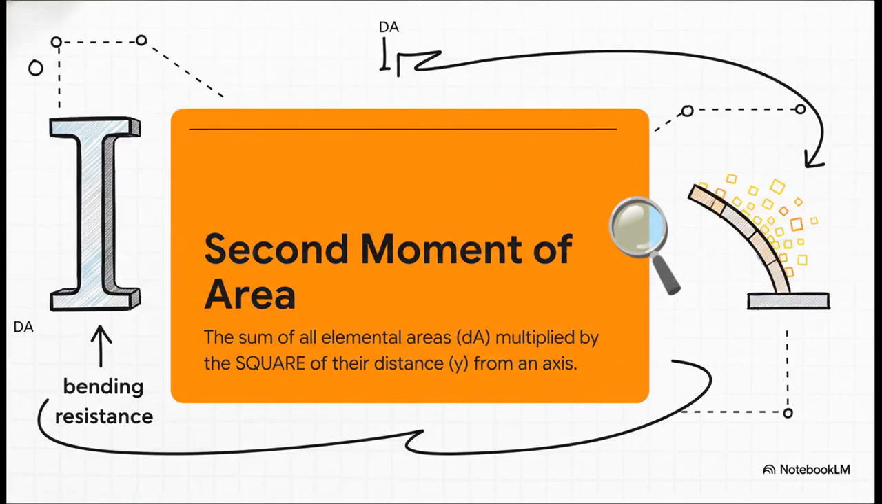Now, here's where it gets really interesting. What happens if we take that area and multiply it by the distance again? Well, you get area times distance squared. This is the second moment of area, and in our world of civil engineering, we call it the moment of inertia. It's basically a measure of a shape's resistance to bending. Think about a flat ruler. It's super easy to bend along its thin side, but try bending it along its wide side. Much harder, right? That stiffness, that's moment of inertia in action.